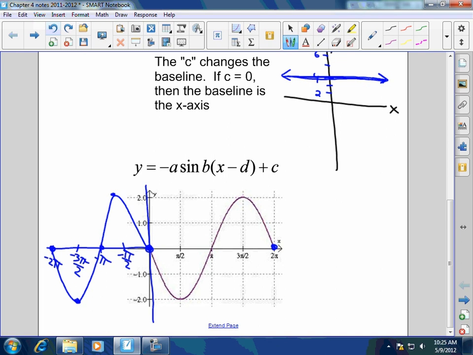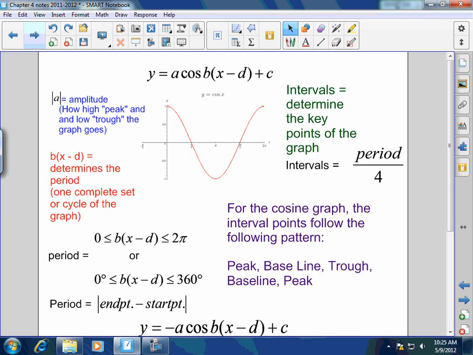Okay? Awesome. Cosine, same identical thing to sine. There's nothing new, nothing different, except how the sine graph is, how the cosine graph is actually formed. The cosine graph goes peak, base, trough, base, peak. Okay? It's the only difference, my friends.